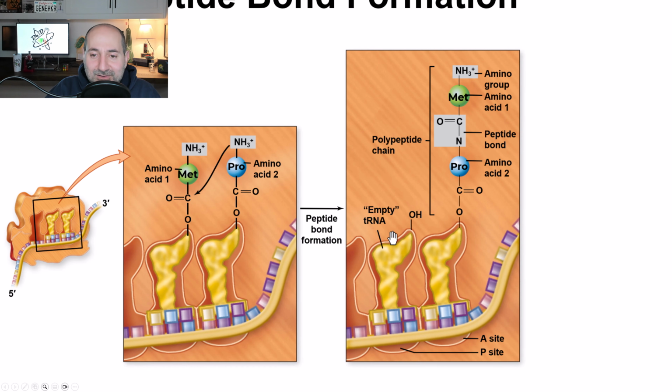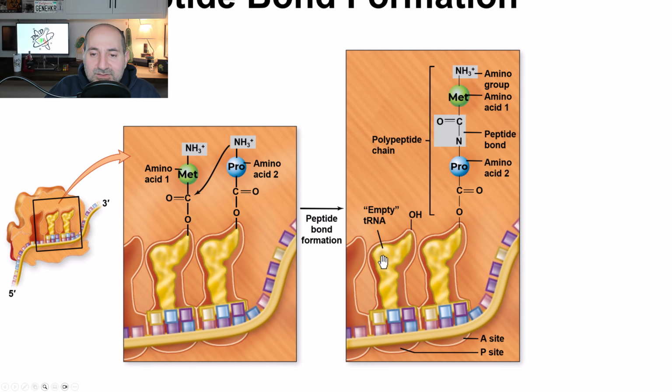And look, this tRNA is now uncharged. You see this tRNA in the P site? Now it's called an empty tRNA or an uncharged tRNA. We don't need this tRNA anymore. We're going to shift everything to the right. The mRNA is going to move 3 nucleotides, one codon, down the ribosome, right? So everything's going to shift.